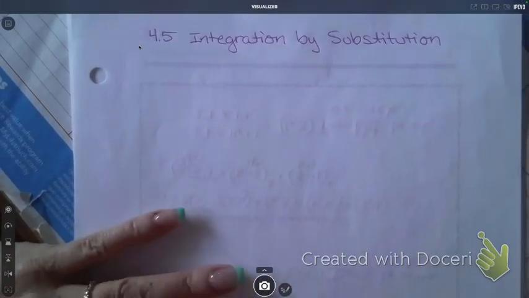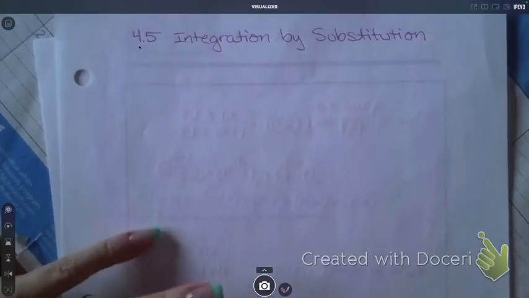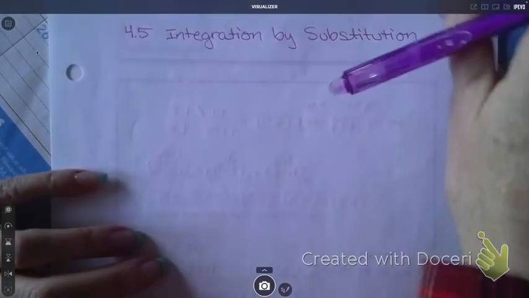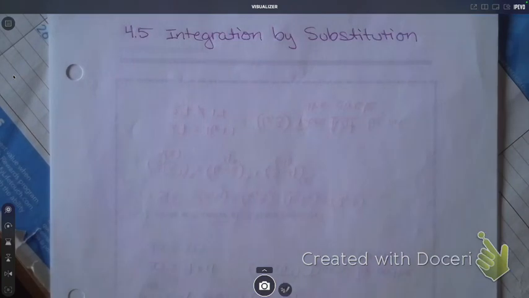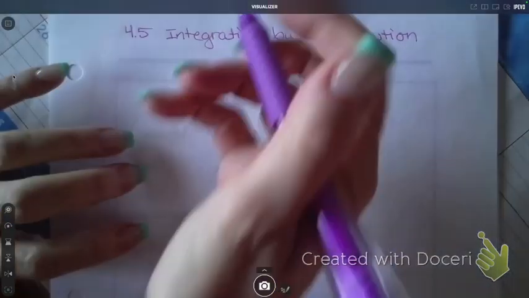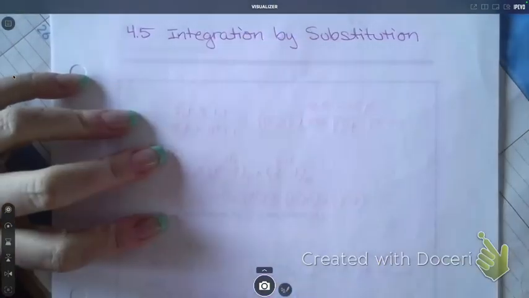Okay, integration by substitution. So you asked if it's integration and then you substitute in numbers. No. Yes. We're not substituting in numbers. We're substituting in like things. So we had the chain rule, right?